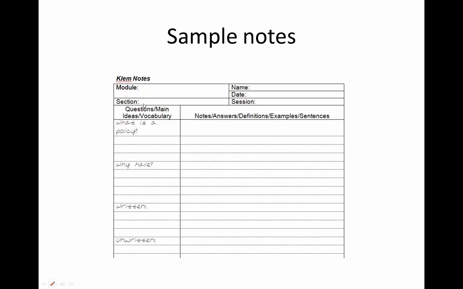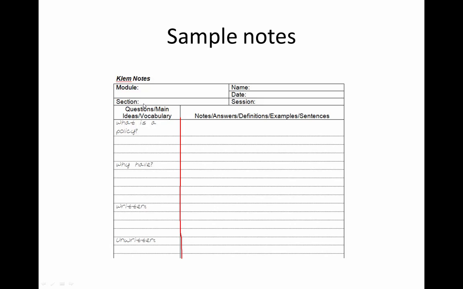And then you draw a line down the side, and that line is going to take up about 3 or 4 finger lengths from the edge of your paper, and that's where questions, main ideas, vocabulary, that stuff goes. So it's just 1 or 2 or 3 words. It's not entire concepts or anything like that. And then the rest of the page to the right hand side is going to be for notes, answers, definitions, examples, sentences. You put drawings and stuff over there.